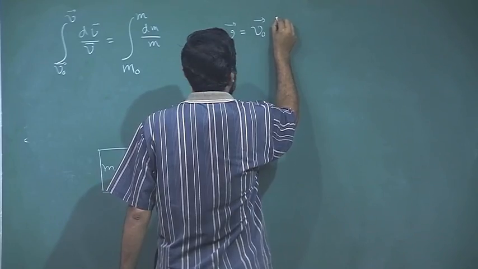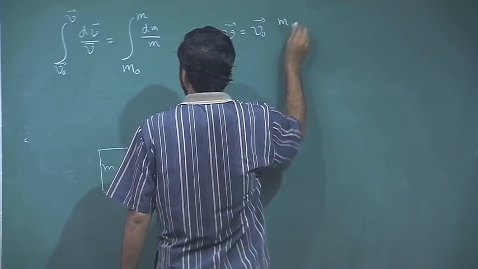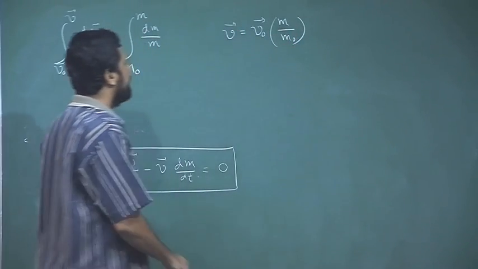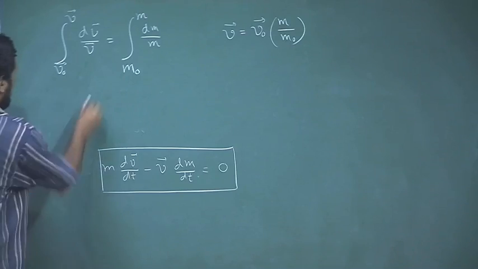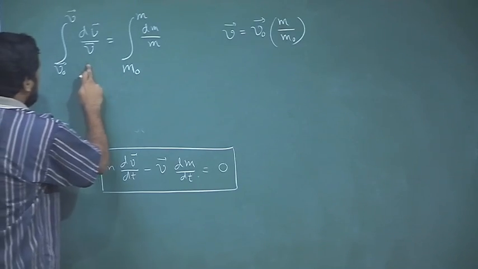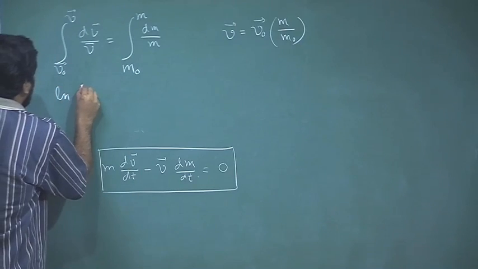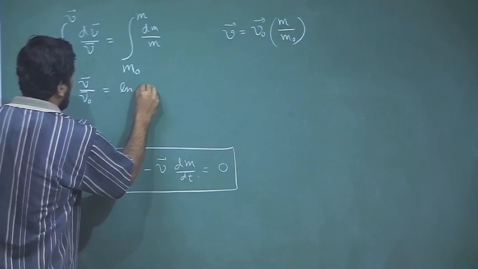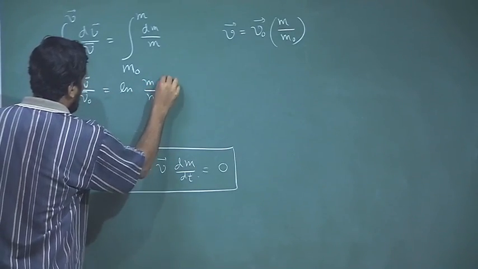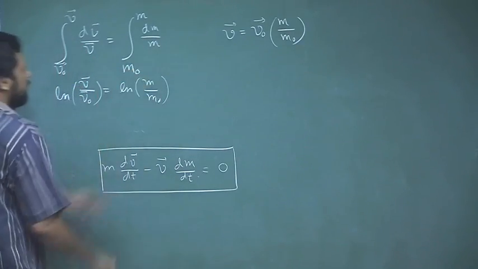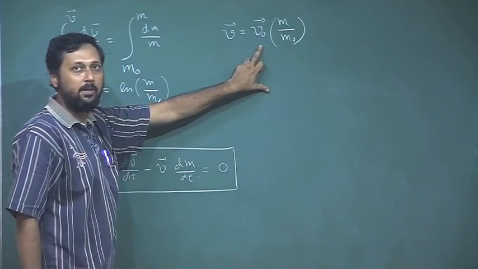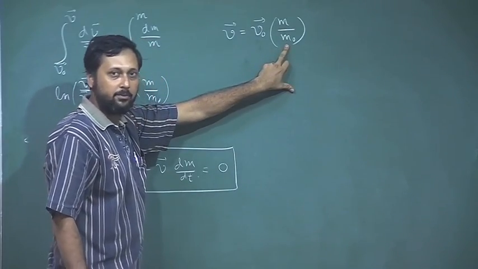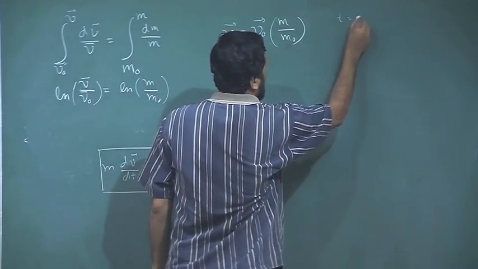Integration will essentially give us a logarithm, with v by v0 on the left hand side and m by m0 on the right hand side. Comparing, we get v is equal to v0 times m by m0. So v0 is the initial velocity, and m0 is the initial mass of the droplet at time t equal to 0.